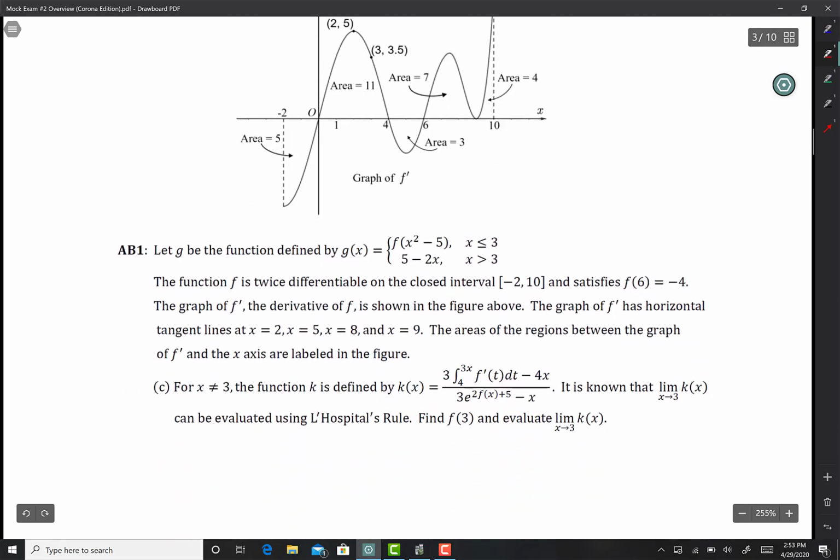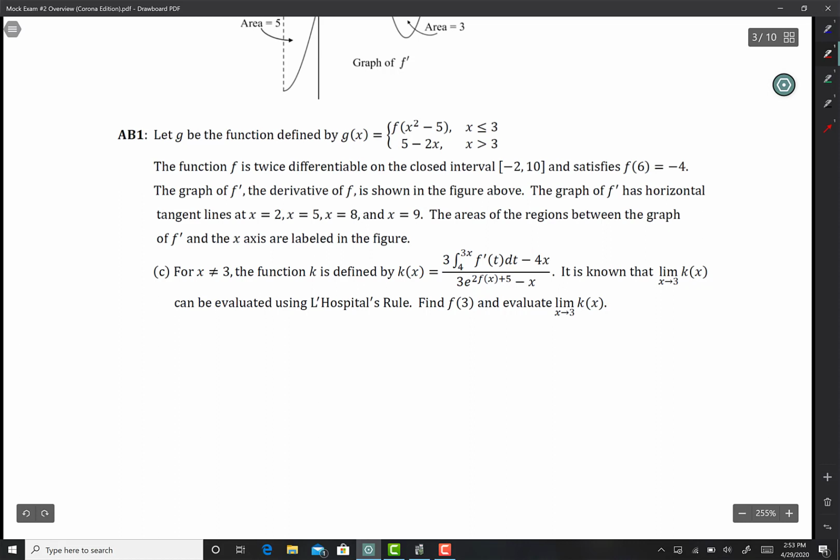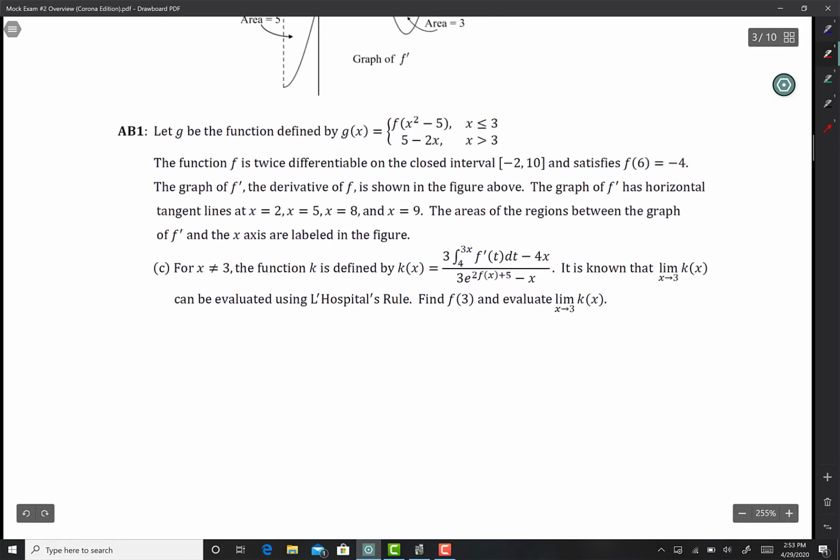Excuse me. All right, this is one that I don't think anyone got right, or maybe just one or two of you. For x not equal to 3, the function k is defined by k of x equals something on the top, something on the bottom. It is known that the limit as x approaches 3 of k of x can be evaluated using L'Hopital's rule. That's a huge hint. Find f of 3. Oh, look, that's another hint. And evaluate the limit as x approaches 3 of k of x.